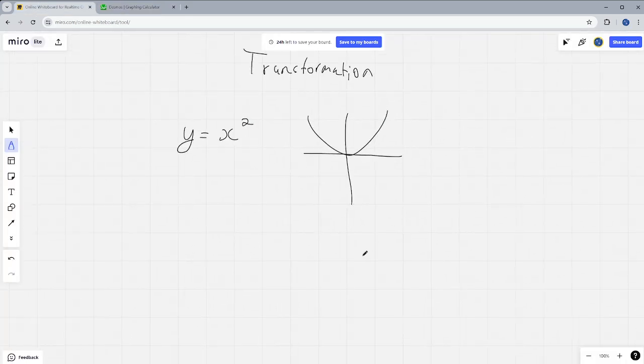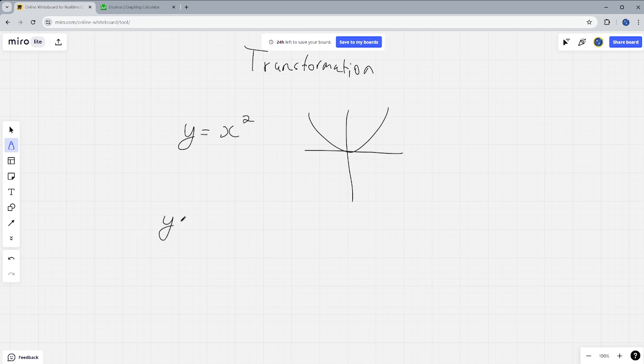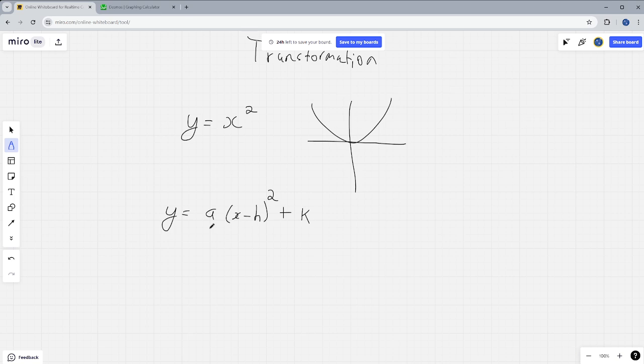Now let's start looking at transformations. We're going to label it in this format, and we can call this k. These letters don't have too much meaning or value, they just each stand for something very important. So when you see this first number outside your bracket, this is dealing with the vertical stretch or compression.